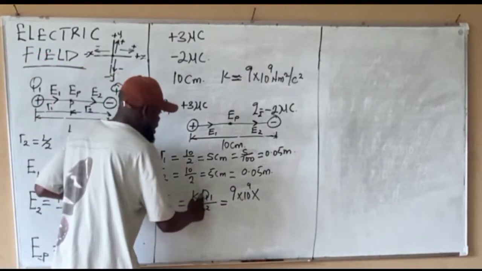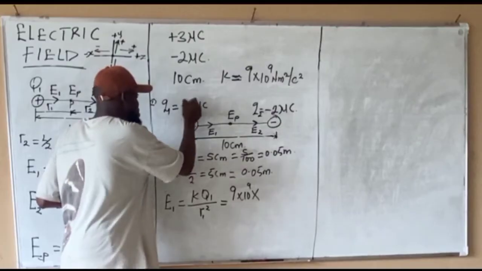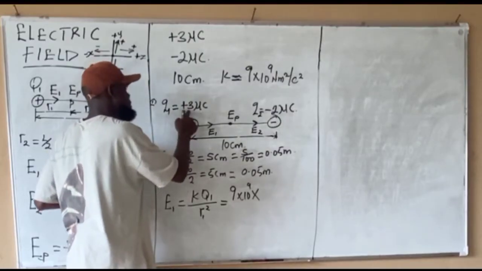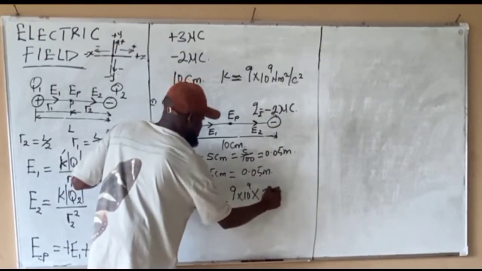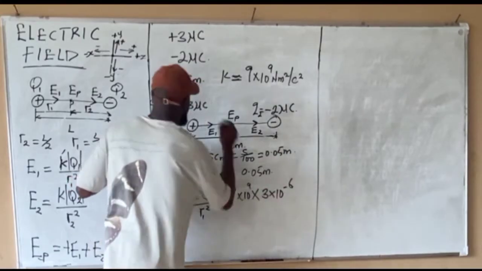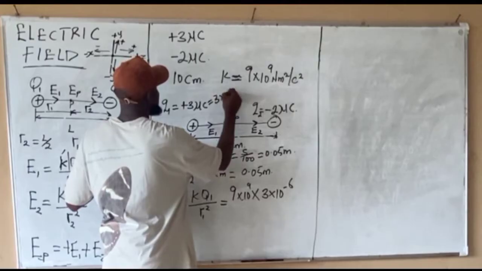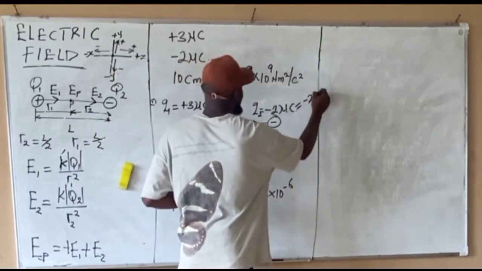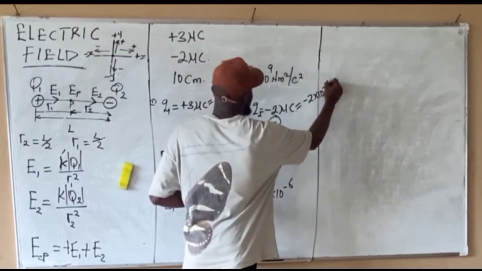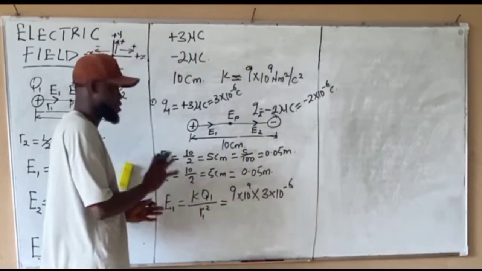So for Q1, I'll just take the magnitude. Magnitude means remove the sign and pick only the value. So I'm going to have, the value is 3 times 10 to the power minus 6 coulomb. I hope you can remember that. So Q1 is 3 times 10 to the power minus 6 coulomb, and Q2 is minus 2 times 10 to the power minus 6 coulomb. You remember that.